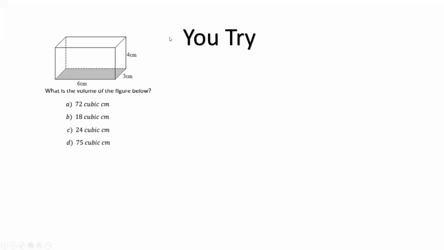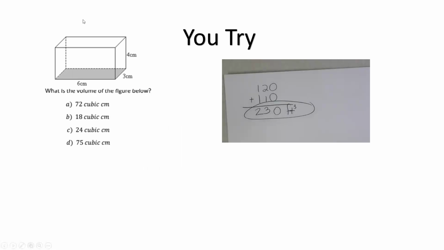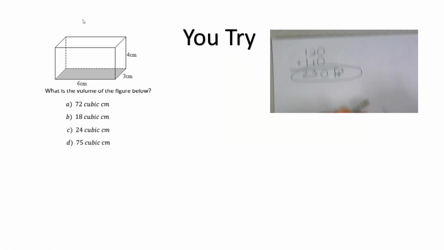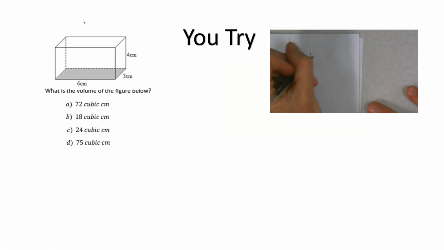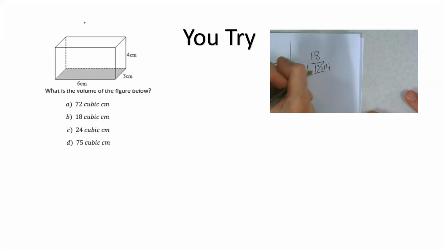You try on this one. When you think you have the answer, unpause it. Here I go trying to find the answer. I'm going to find the bottom part first, which is 6 times 3, which is 18. And then I'm going to take 18 and multiply it by the height. The height is 4. Answer's A, 72.